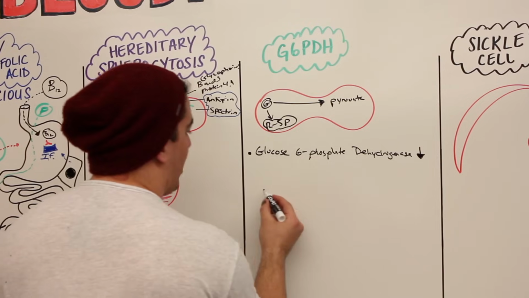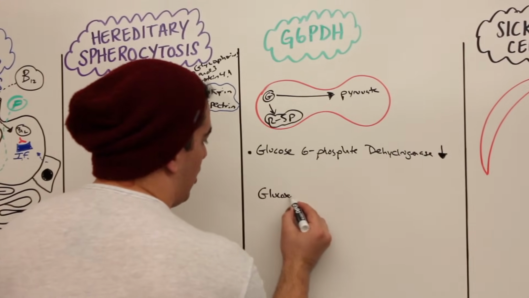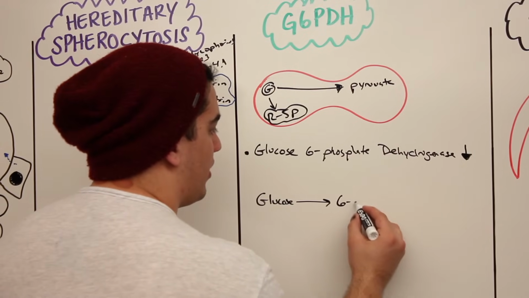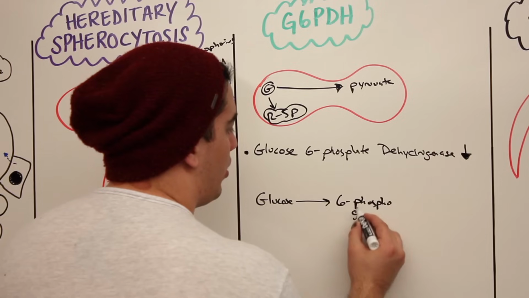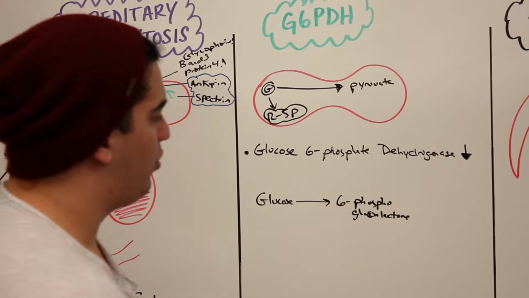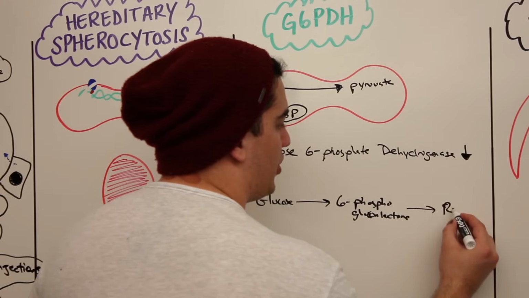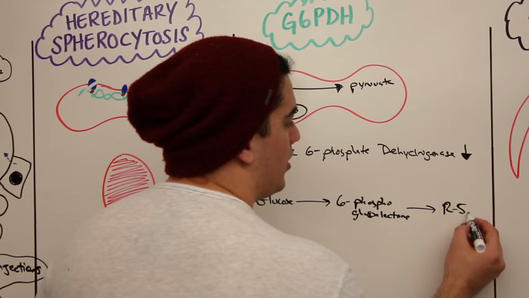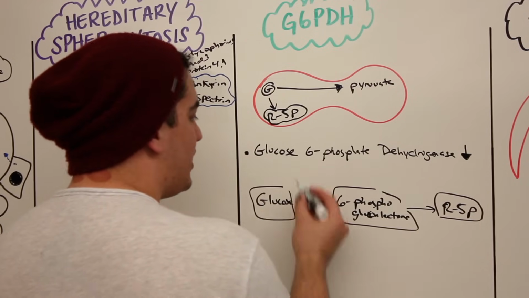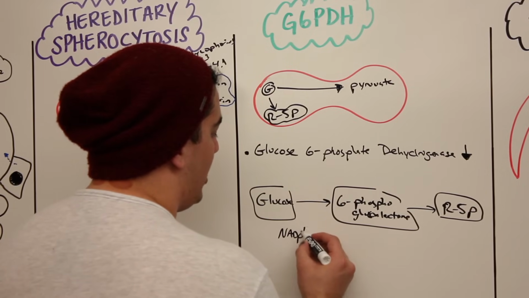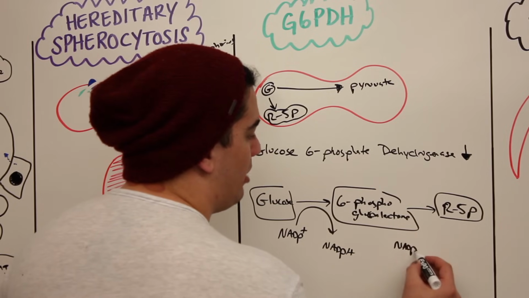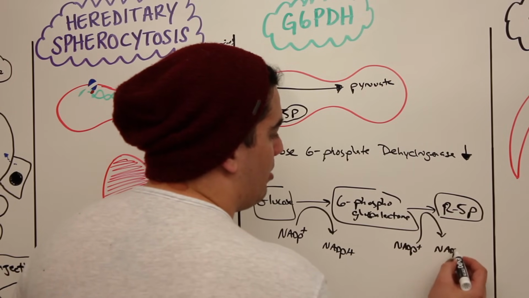But in order for it to do that, let's come down here. So let's say here's glucose, and it has to go through a series of steps. One is called 6-phosphogluconolactone, and then it will eventually go to what's called R5P, which is ribulose or ribose 5-phosphate. And here's what's important. In these steps, there's a molecule called NADP positive that gets converted into NADPH. And over here, there'll be NADP positive into NADPH.